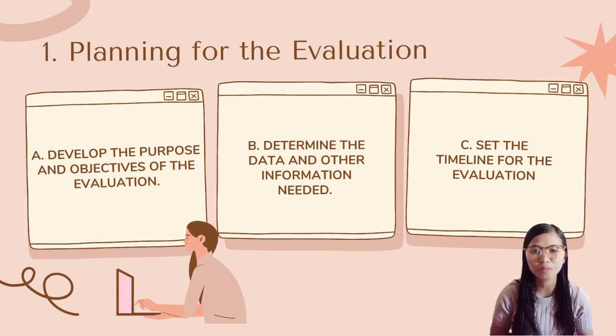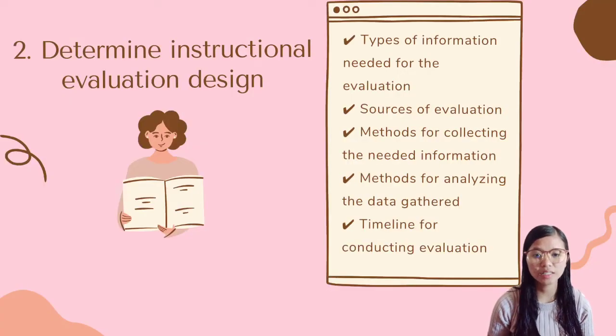Next is to determine the data and other information needed. In this step, it is also important to decide how to gather the information before being able to determine the data and information needed. Last is to set the timeline for the evaluation. To get an accurate, clear picture of the evaluation planning, setting up a timeline is highly needed and recommended. And the second procedure in evaluating instruction is to determine instructional evaluation design.